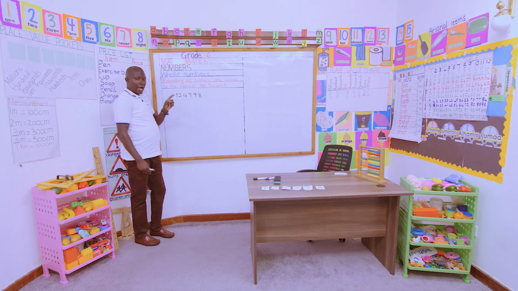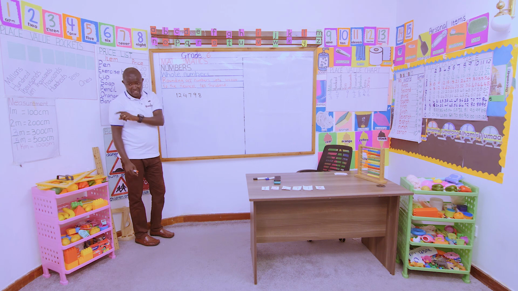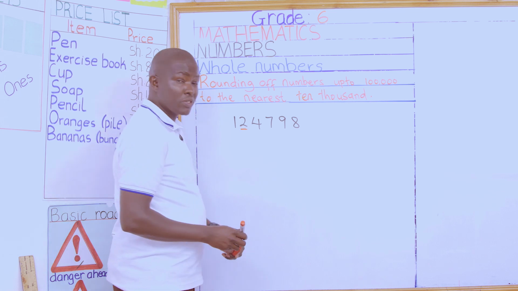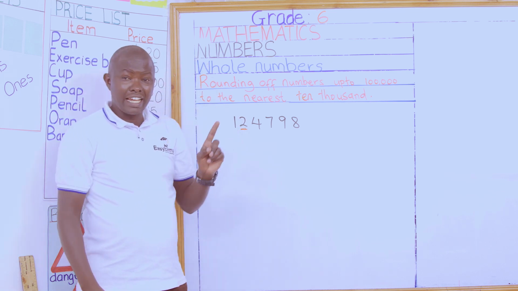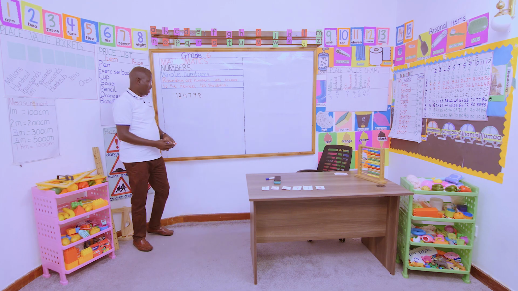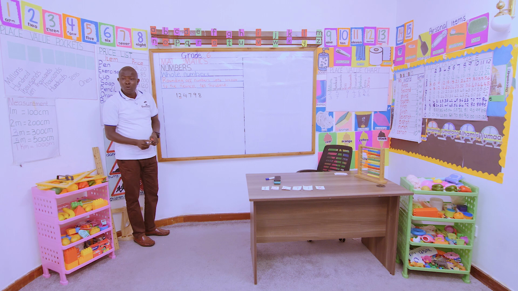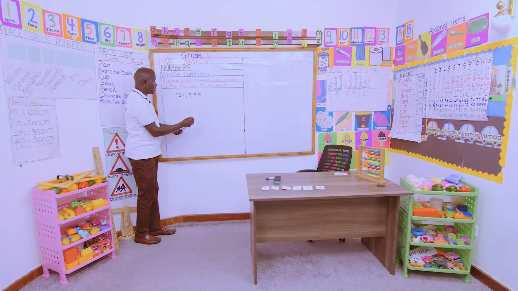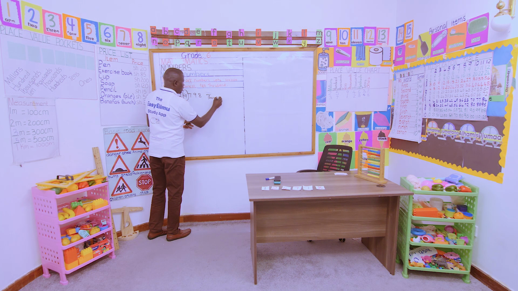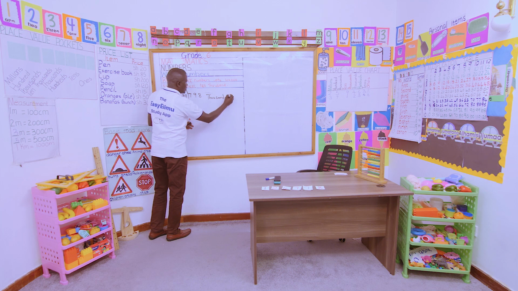So, first thing to do, identify which digit is in the 10,000 place value. Ones, tens, hundreds, thousands, 10,000s. So, this is our digit in the 10,000s place value. The way we did earlier, while we were rounding off to the nearest thousands, we will use the same concept. For us to round off to the nearest 10,000, we identify the digit in the 1,000 place value. That is the digit that we'll be looking at, the thousands place value.